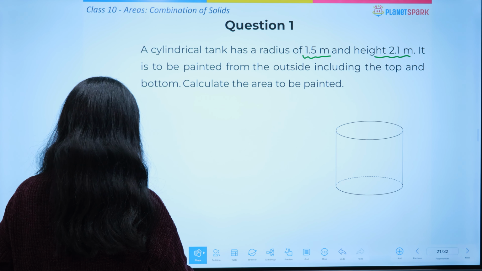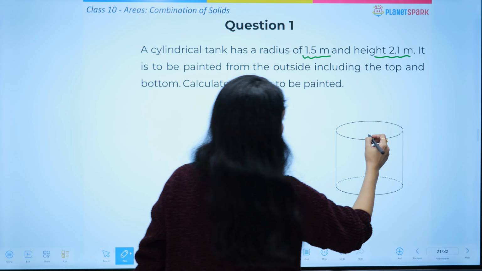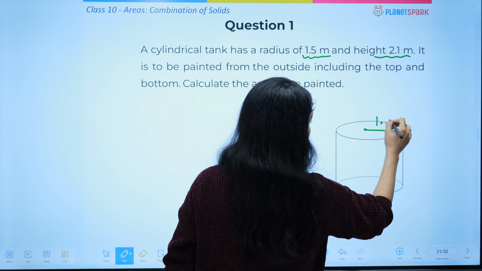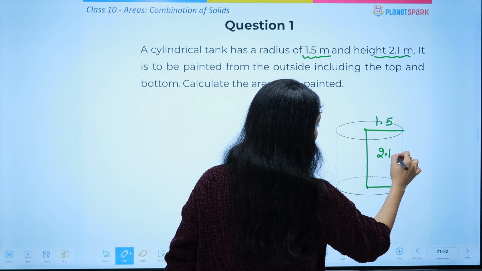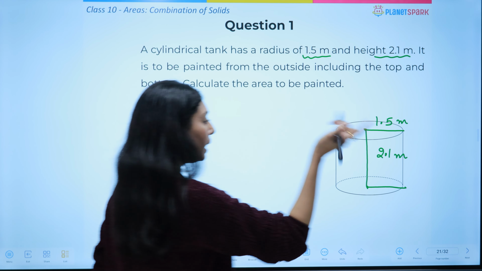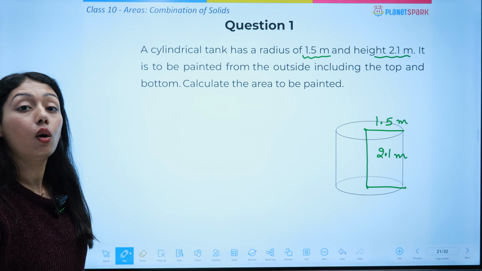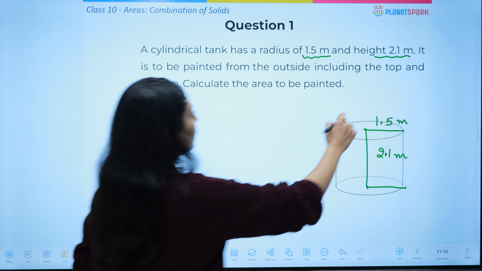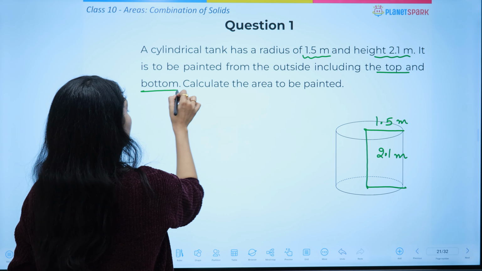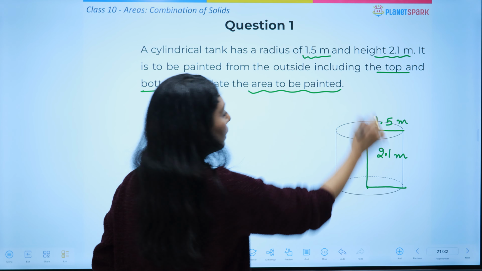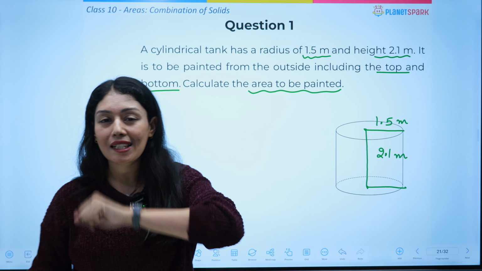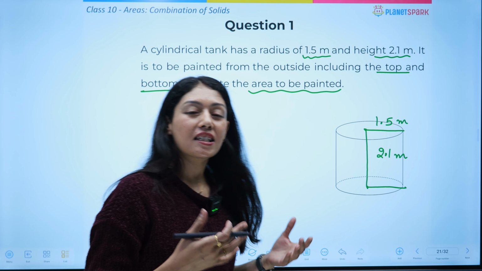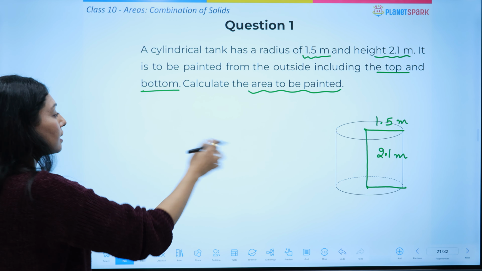Okay, then what all is given? Radius 1.5 and height is 2.1 meter. Paint करना है हमें इस पे on all the outer surfaces, including the top and the bottom. We have to calculate the area to be painted. So which area, everybody? Curved surface area or the total surface area? Quickly tell me in the comments. Yes, the total surface area, क्योंकि top और bottom भी हम consider कर रहे हैं.